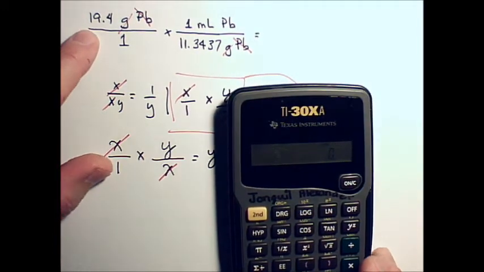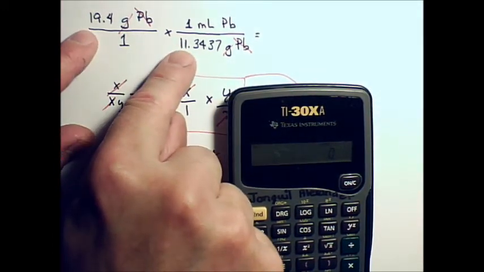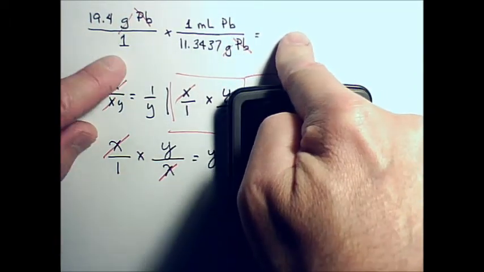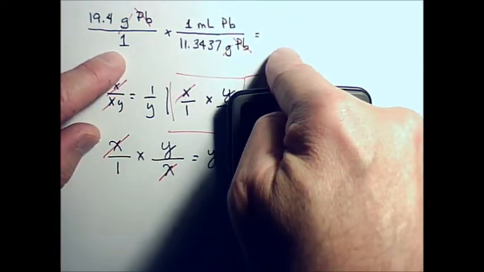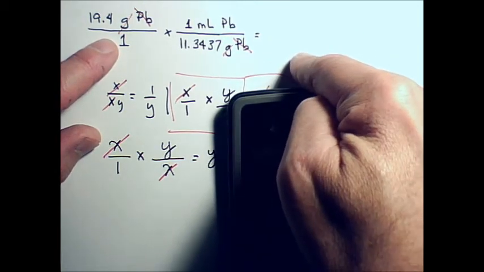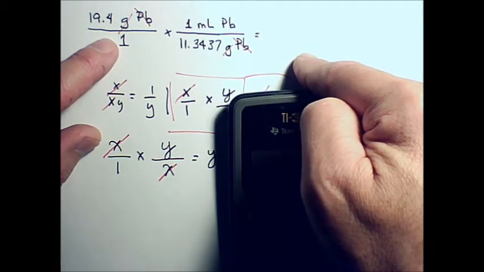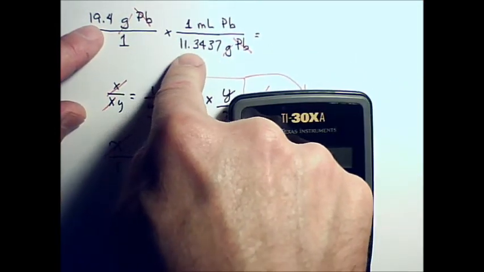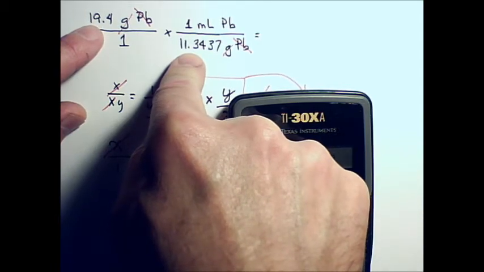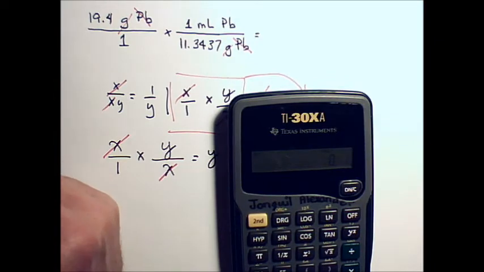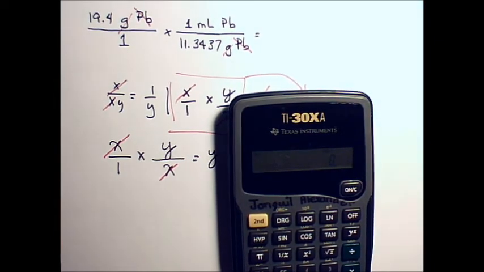All right. Here we go. So if I have this on the top and this on the bottom, I can multiply this times 1 and get 19.4 over here, and this times 1 and get 11.3437, and divide 19.4 by 11.3437. I could do that. Would it be easier just to go ahead and do it here? Yeah. That's what I'd do. Does that make sense? Hold your answer just a second. I'm just going to make sure everybody understands what we're doing here before I move on.